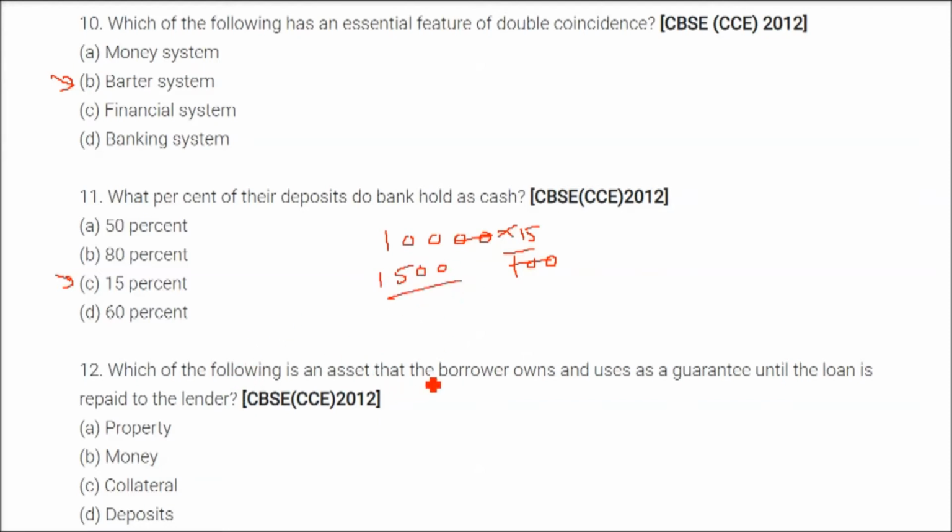Which of the following is an asset that the borrower owns and uses as a guarantee until the loan is repaid to the lender? And the answer is collateral: the documentation, the land, or anything which can be liquidated or sold if the borrower doesn't return the loan.